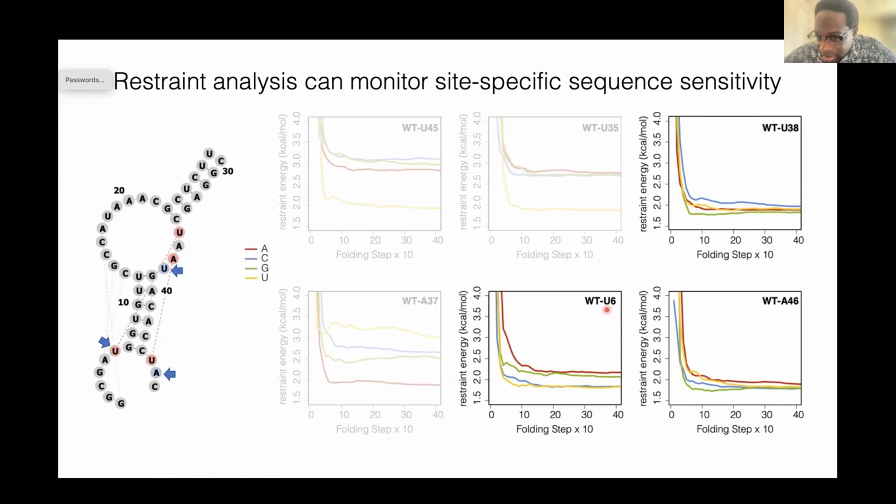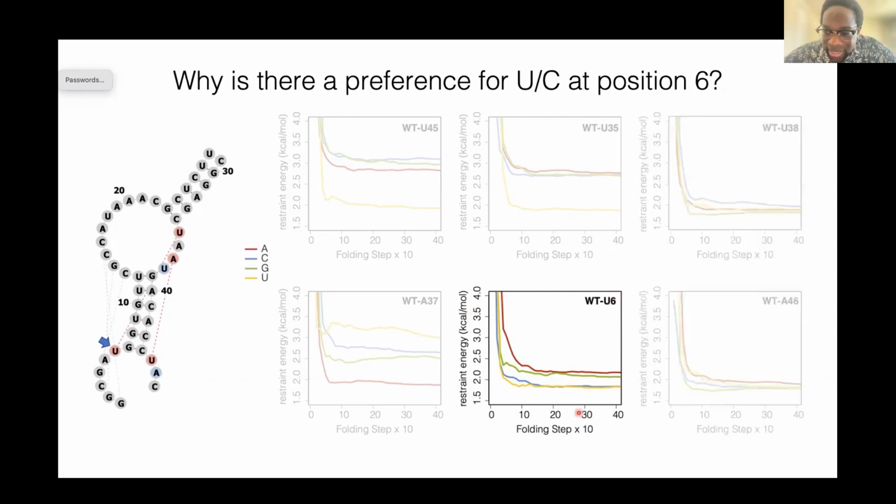An interesting one is this position 6, where you do see some preference. It seems as if there's a gap between the restraint energy profiles that we get for U's and C's versus A's and G's. And so the question we had is, why is there a preference for U or C at this position? This kind of speaks to the need to now think about three-dimensional structure.